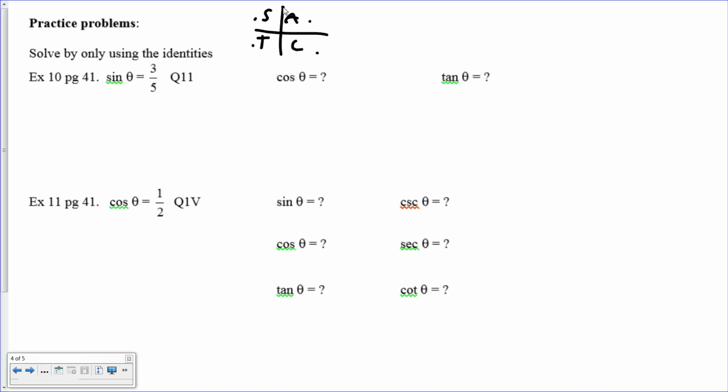Sine theta equals 3/5 in the second quadrant. I want to find the cosine theta. Well, I know that the cosine squared theta is equal to 1 minus the sine squared theta. That's one subtraction from the main Pythagorean identity. And then I can take the square root of both sides. And now I want to substitute this value right in for the sine theta.